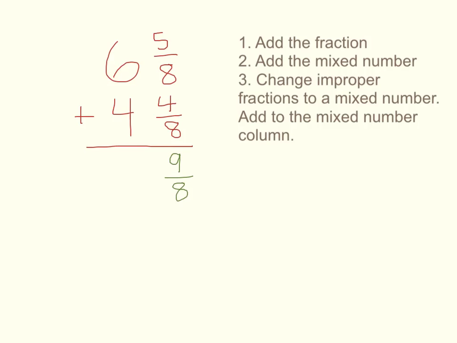Step number 2 says to add the mixed number or the whole number that's off to the side. So once again, I'm looking at the 6 and the 4. 6 plus 4 is 10. So my answer is 10 and 9/8. Because we have an improper fraction of 9/8 to the side, I'm going to go ahead and do step number 3, which is to change that improper fraction to a mixed number.